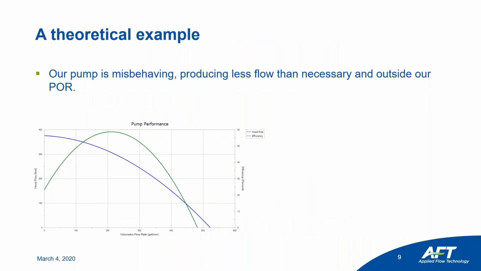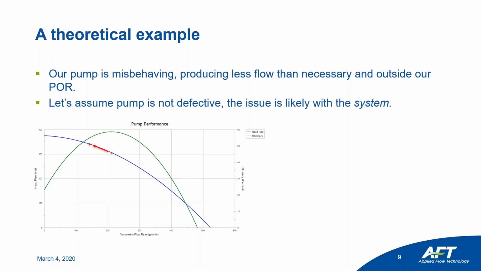We're going to look through a theoretical example. In this case, we have a pump, the same pump curve that we defined initially. Currently, it's misbehaving. It's producing less flow than we want, and it's outside of our preferred operating region. We want it to operate here, which is about 210, but really it's operating at around 150 gallons per minute.